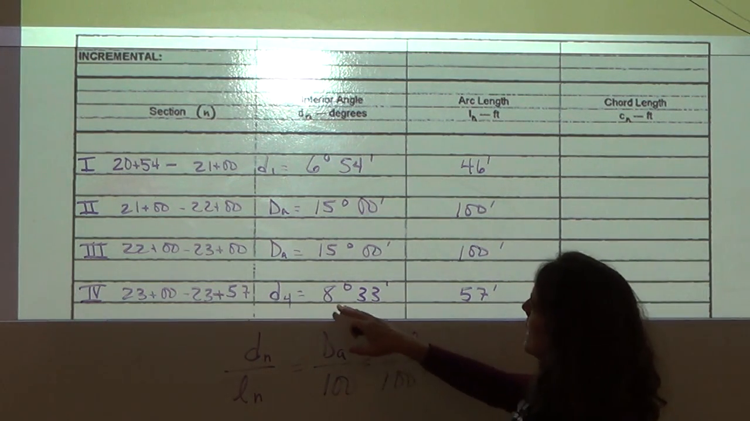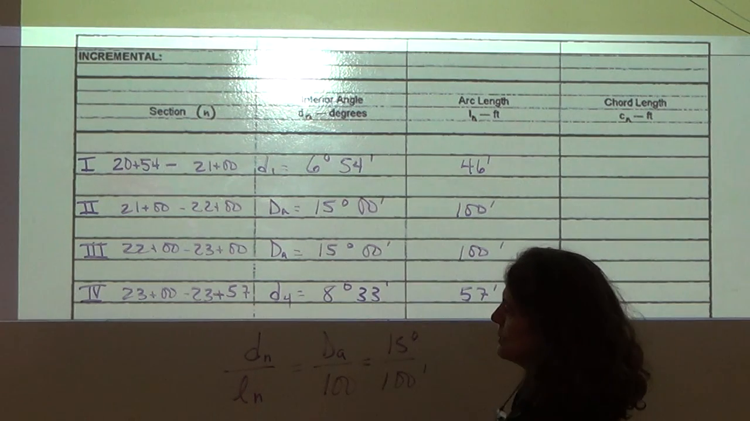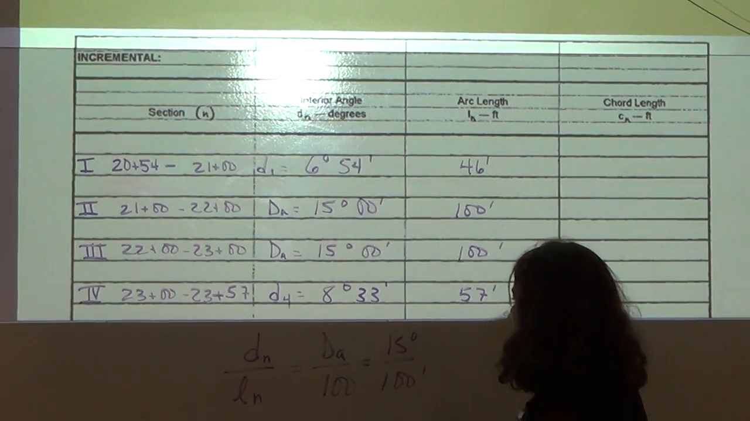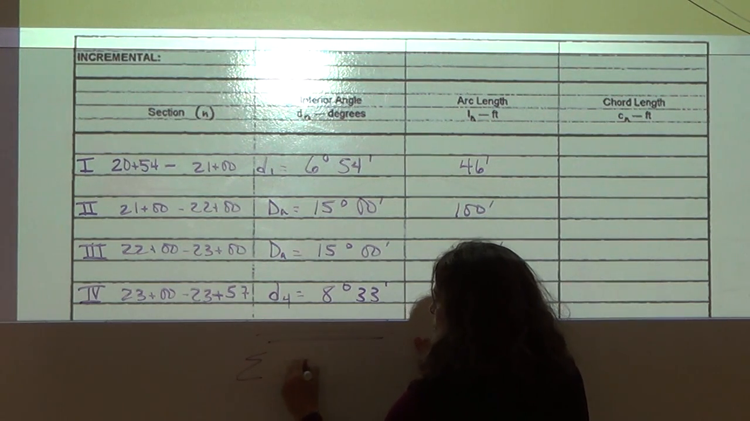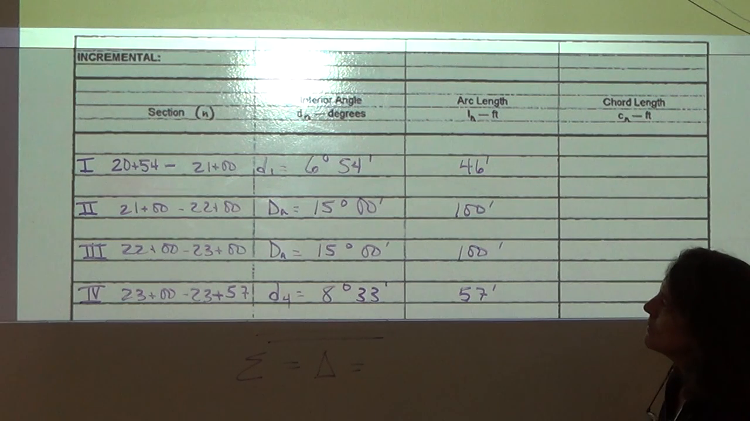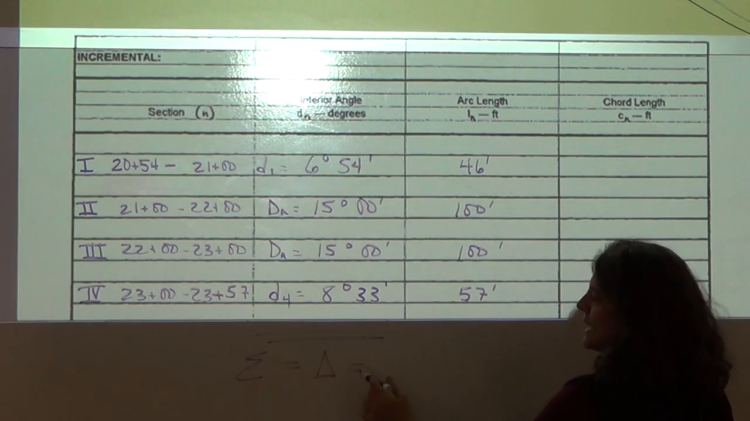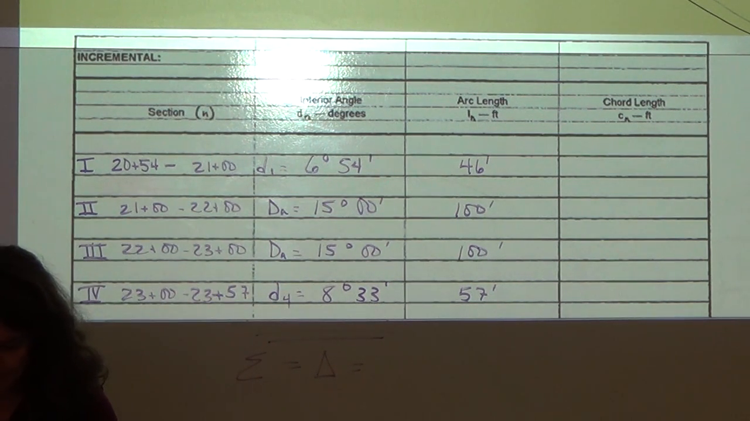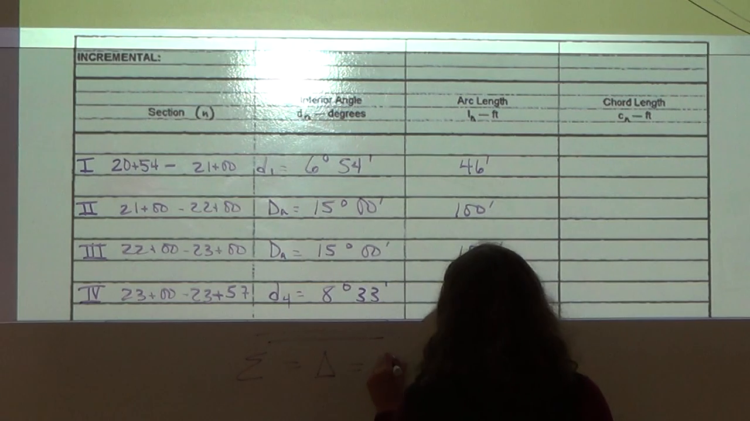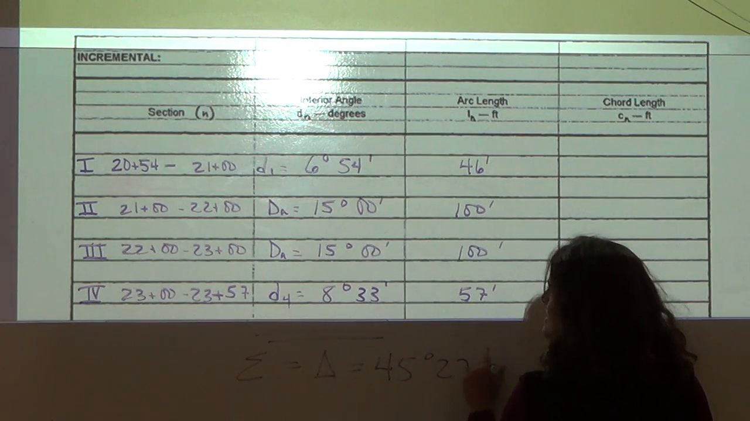And now, if I added all these up, what should they equal? Shouldn't the sum of this equal what my delta angle is? Because I'm looking at different slices of the pie, and my delta angle was, I'm forgetting already, oh, good, Kelly, tell me. 45 degrees, 27 minutes. 45 degrees, 27 minutes. Good.